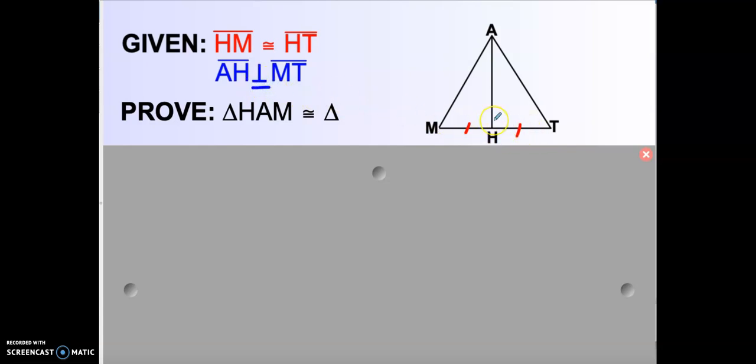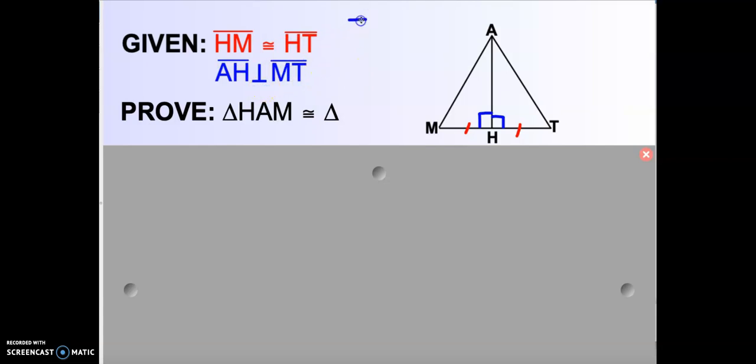And then I know that segment AH, this blue segment right here, this one going straight down, is perpendicular to segment MT. Now again, remember what we know about perpendicular lines. Perpendicular lines give us right angles. So I'm going to go ahead and mark that both of these angles here are right angles. So that's all the information that I was given.